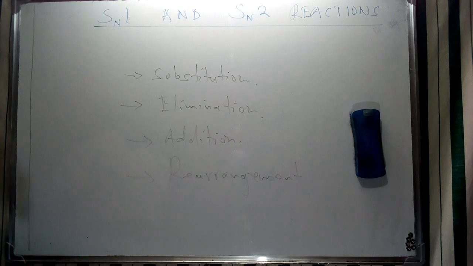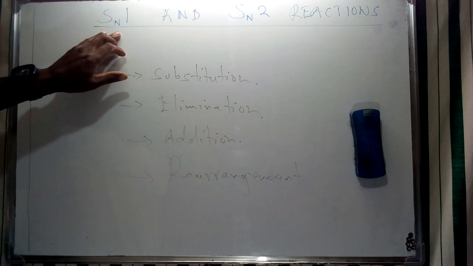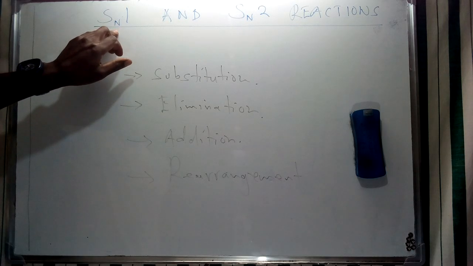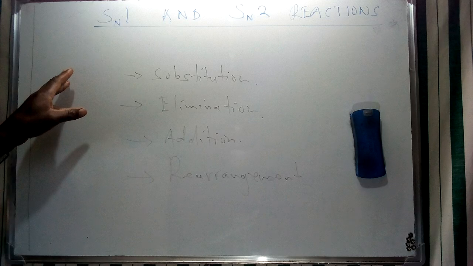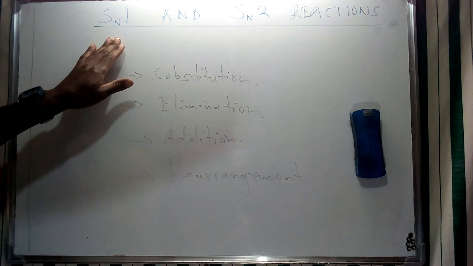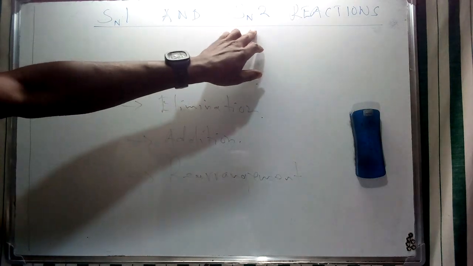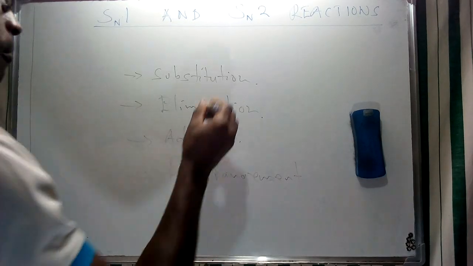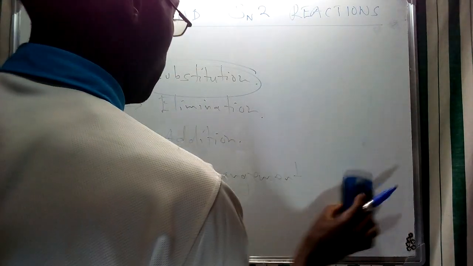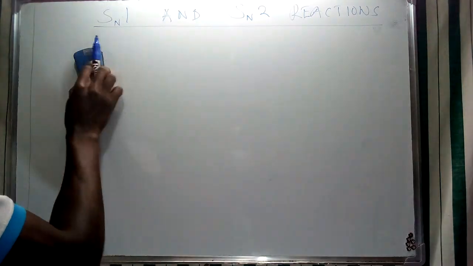So in this specific case, we're going to look at SN1 and SN2. These are nucleophilic substitution reactions, regarded as a unimolecular nucleophilic substitution reaction and a bimolecular substitution reaction, which I'm going to indicate on the board shortly. These two types of reactions fall under the category of substitution reactions that organic compounds undergo.